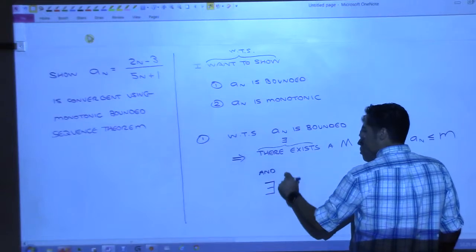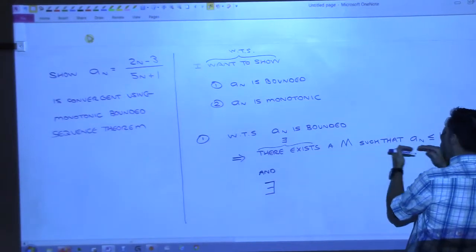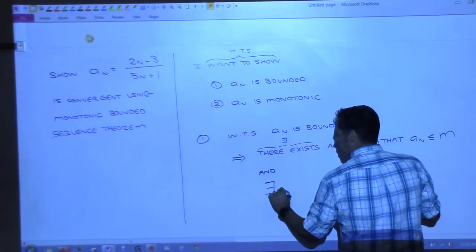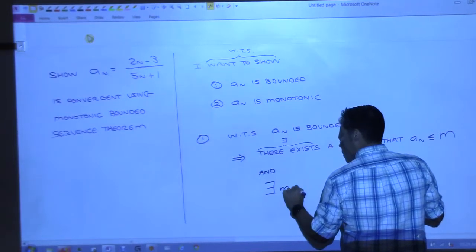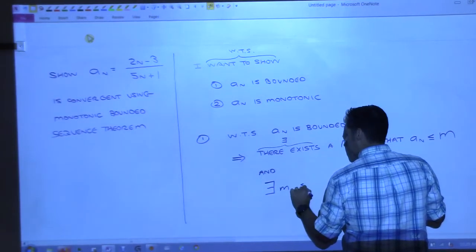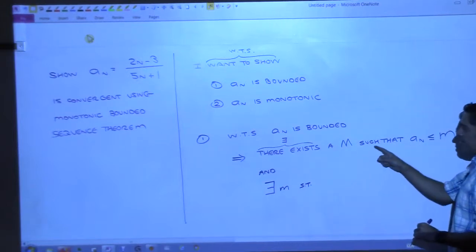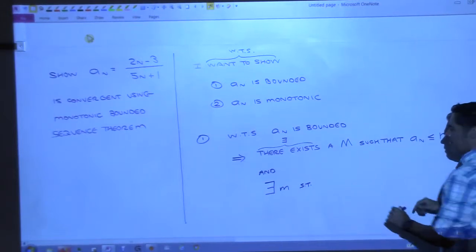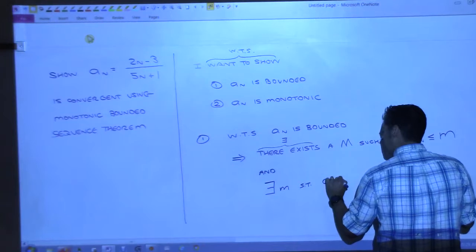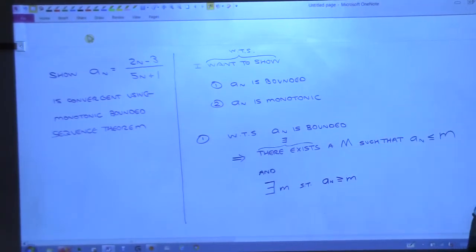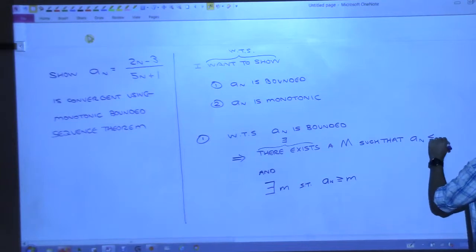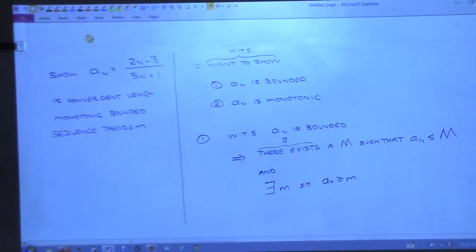So we want to show that there exists a capital M such that this is true, and we want to show that there exists a little m such that a sub n is bigger than or equal to little m. The M on the top line is capital. I'll stress it more. Capital M. Little m.